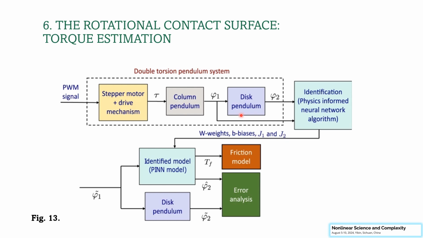Using this model, we calculate the friction moment, and as a result we find the friction model as well. The identified phi 2 hat and actual response phi 2 tilde of the second pendulum are used to calculate the estimation error.